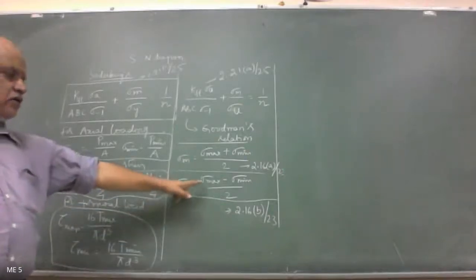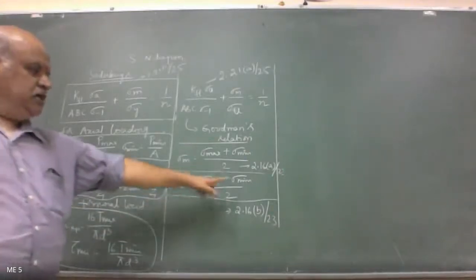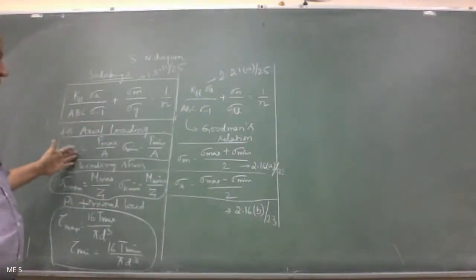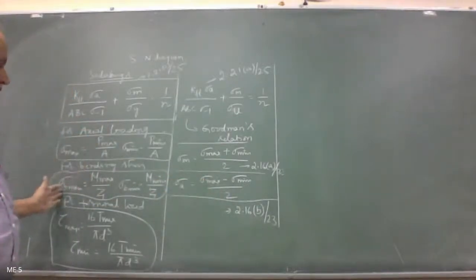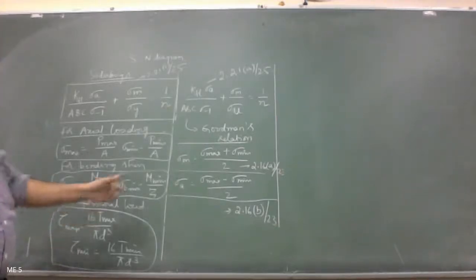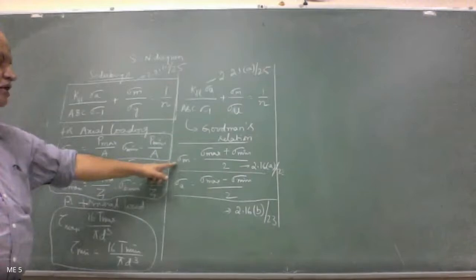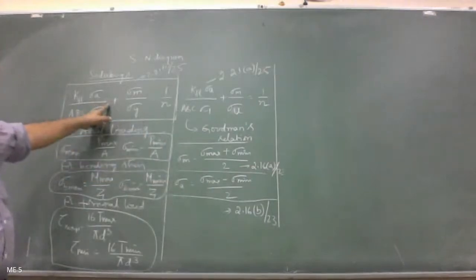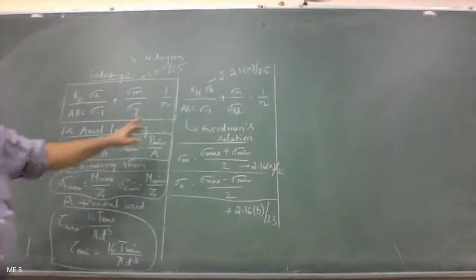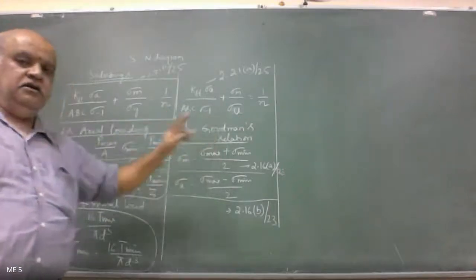So we need to find out maximum stress, minimum stress. We know for axial loading how to calculate stresses. For bending, how do we calculate stress? For torsional load, how to calculate stress, we know. Find out amplitude and mean, substitute into Soderberg relation, get the required parameter from Soderberg relation or Goodman's relation.